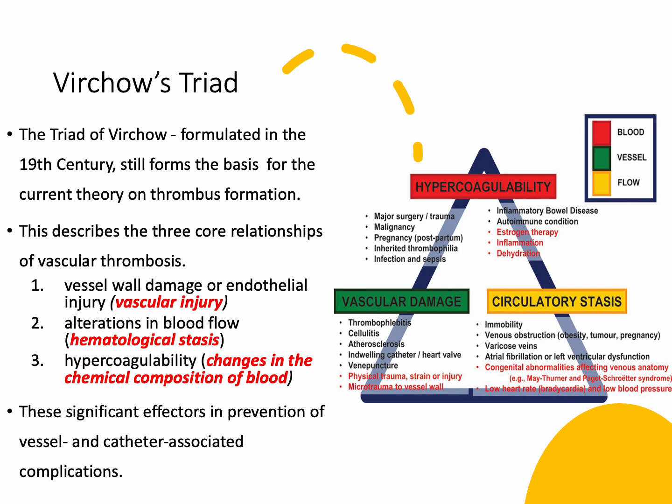Alterations in blood flow such as venous stasis, particularly in our critically ill patients where it's very difficult to move them or they're being nursed in a prone position, increases the risk of venous stasis. And then we have hypercoagulability, where there are changes in the chemical composition of the blood through cancer and a variety of other comorbidities and diseases. These effectors are all influential in the development of thrombosis, and the relationship to any catheter-related complications can be associated back to Virchow's triad.